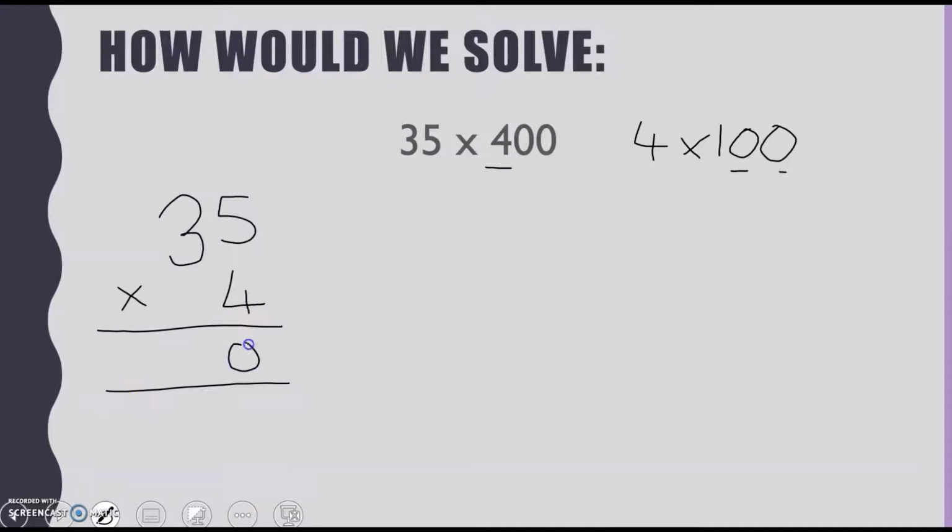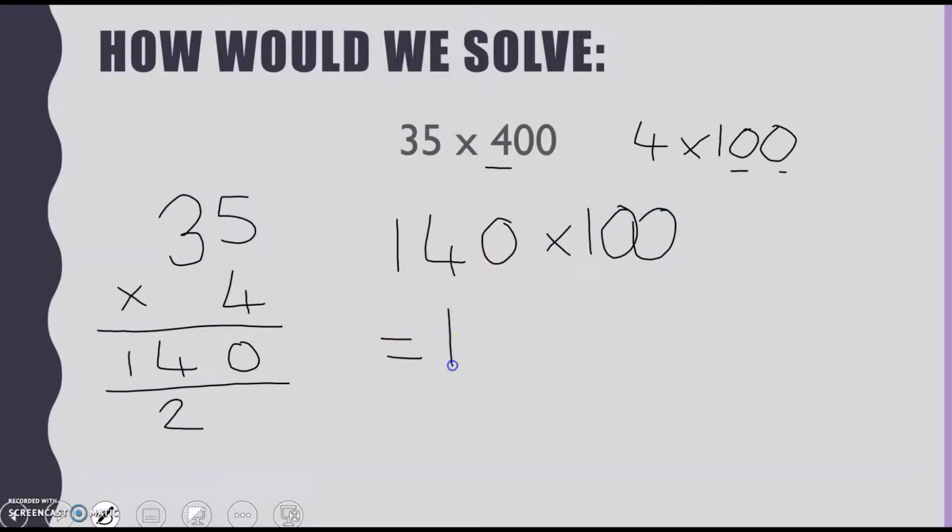4 5s are 20, put my 0 down, carry the 2. 4 3s are 12, plus that extra 2 gives me 14. So I've got 140 as part 1 of my answer. It's not my final answer. I still have to do 140 times by 100. So that is 140 with 2 extra zeros at the end this time. So my answer here is 14,000.